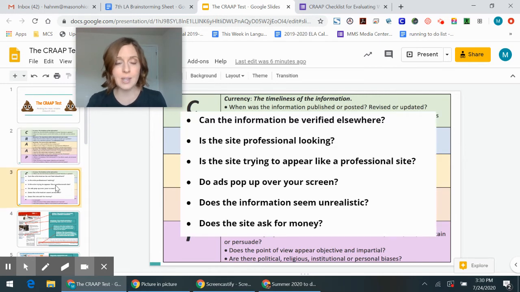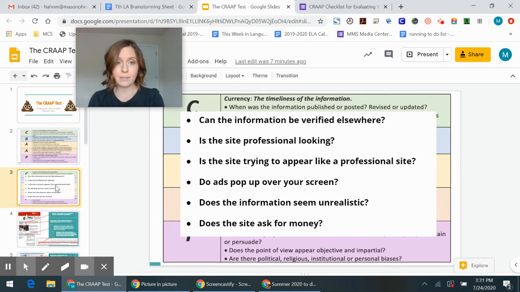A few other questions that I came up with that aren't on the graphic that I want you to consider. Can this information be verified elsewhere? If you're like, man, this sounds weird, and it's not CNN, it's not New York Times, it's not Fox News, so if you're not sure and it's not from a reliable news source, go to other websites. Can you verify this information on 3, 4, 5 other websites? If not, stay away from that information.